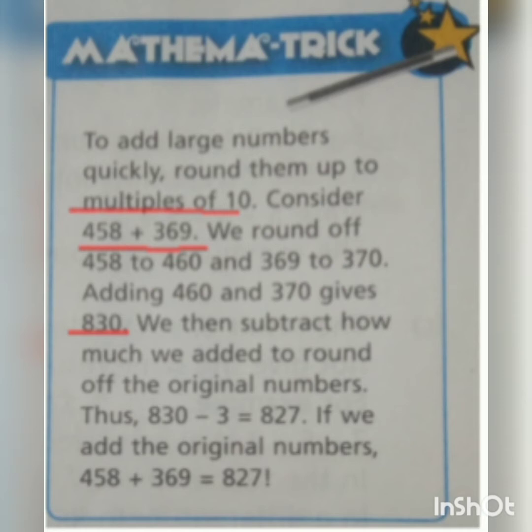We then subtract how much we added to round off the original numbers. We added 3 numbers to round off the original numbers. Thus, 830 minus 3 is equal to 827. As you can see here, if we add the original numbers, 458 plus 369 is equal to 827. This is our trick to add the numbers quickly.